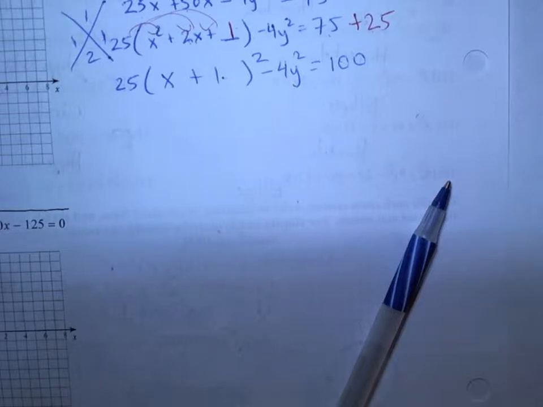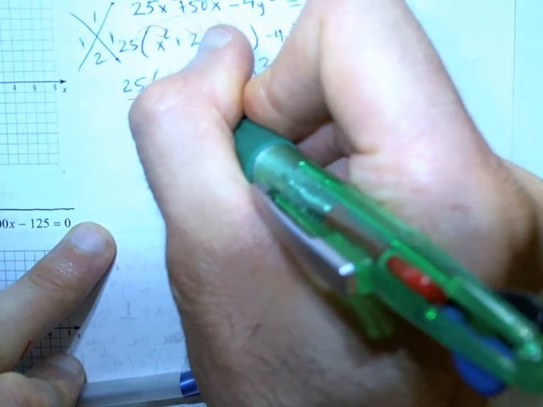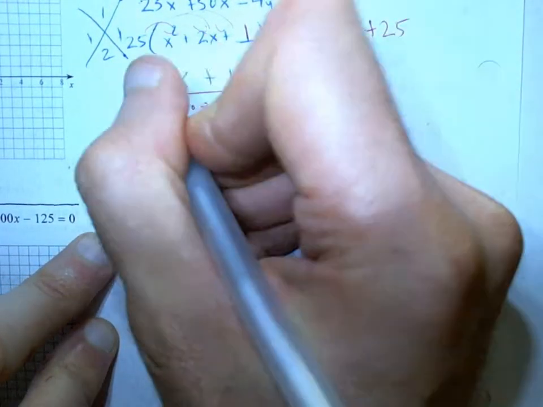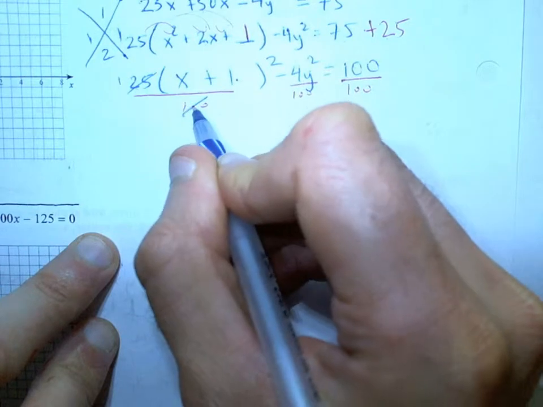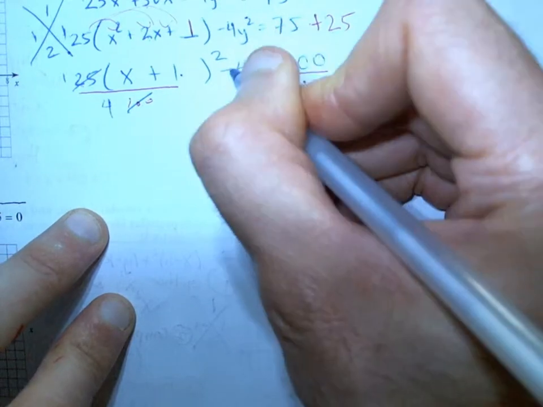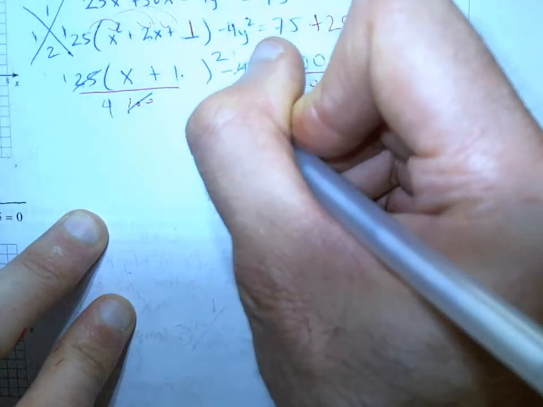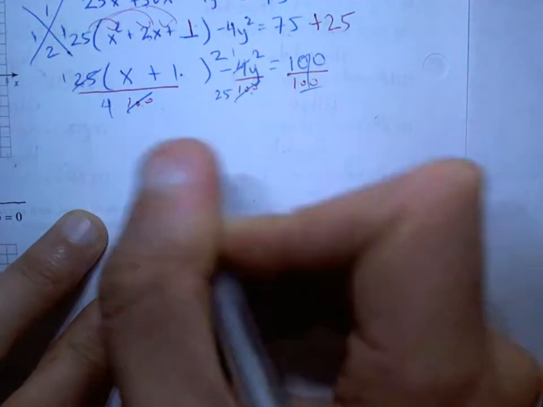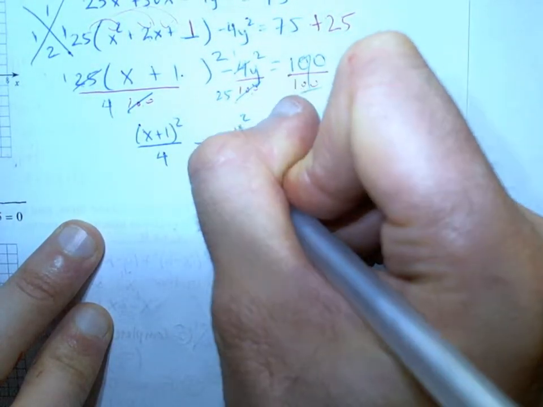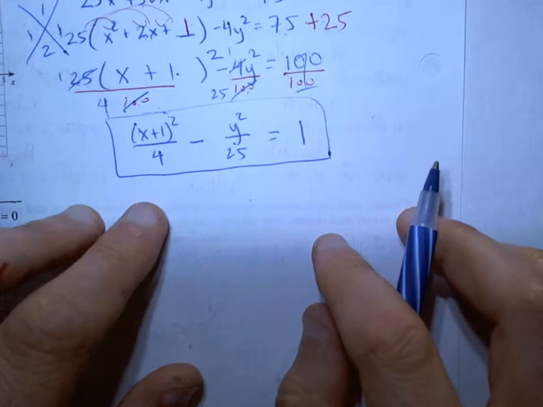Last step, we divide both sides by 100 in order to make a 1. Divide by 100, divide by 100, divide by 100. So this gives us, if we divide both numerator and denominator by 25, that gives you a 1. And what's 100 divided by 25? 4. Okay, let's do the same thing here. Let's divide top and bottom by 4. 4 over 4 makes a 1. What's 100 divided by 4? 25. And of course this is a 1. So we get x plus 1 squared over 4 minus y squared over 25 equals 1. We have just changed it into the standard form of a hyperbola.